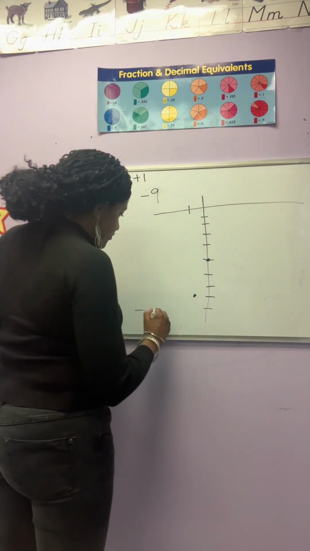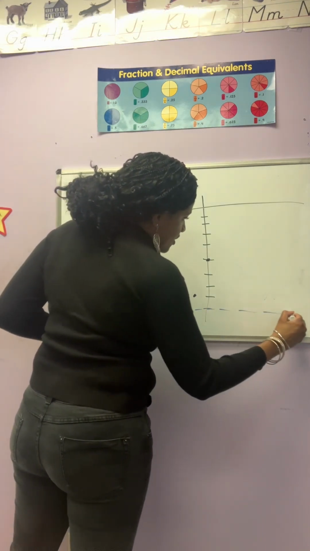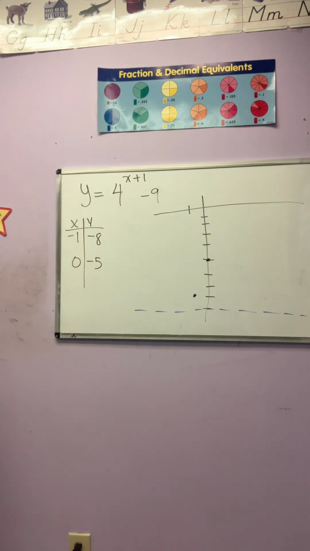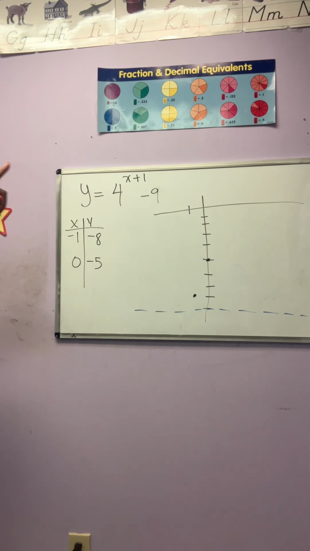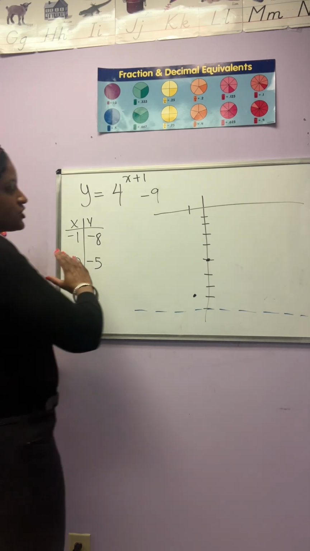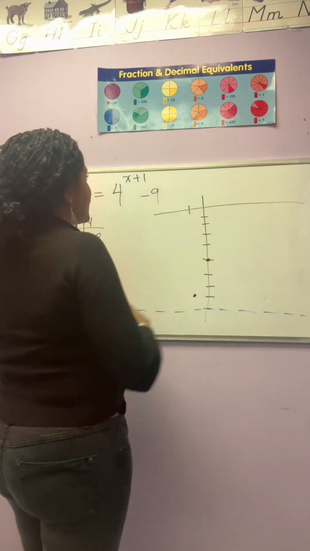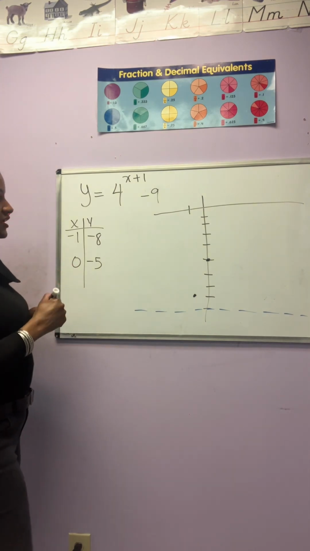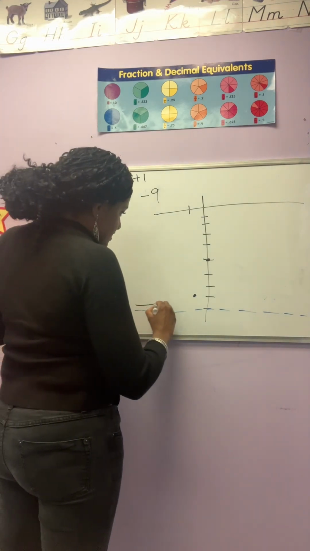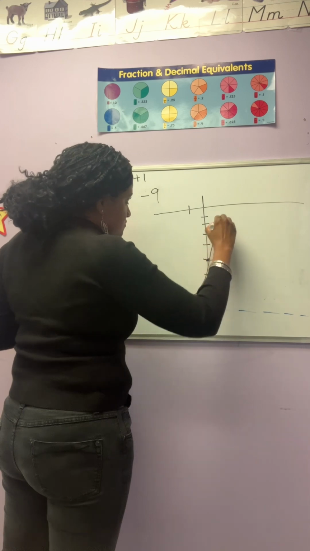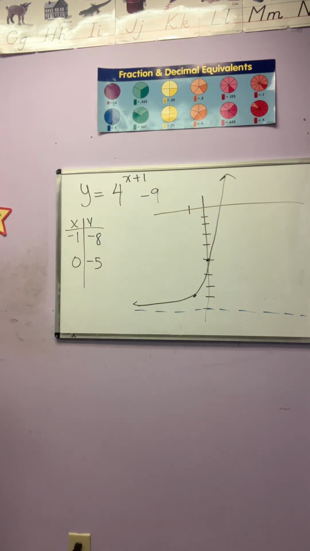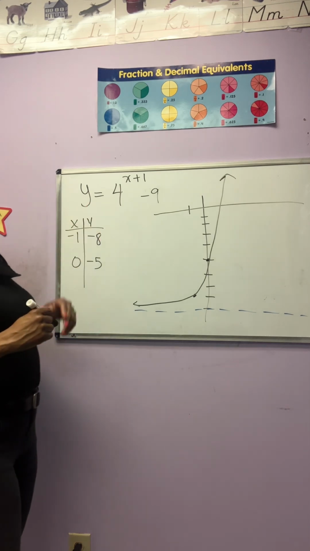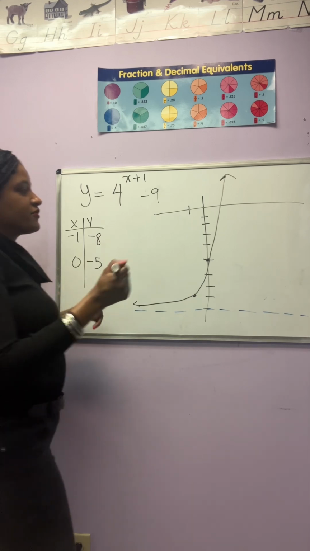This is a growth. So I need to make sure I draw it as a growth. It's not a reflection. It's not going upside down. It has a growth factor of 4. So an exponential function that is growth goes this way. I could have tried some other numbers to plug in here, but basically it looks like this. It should not be upside down because there's no negative sign in front of it for it to be a reflection.